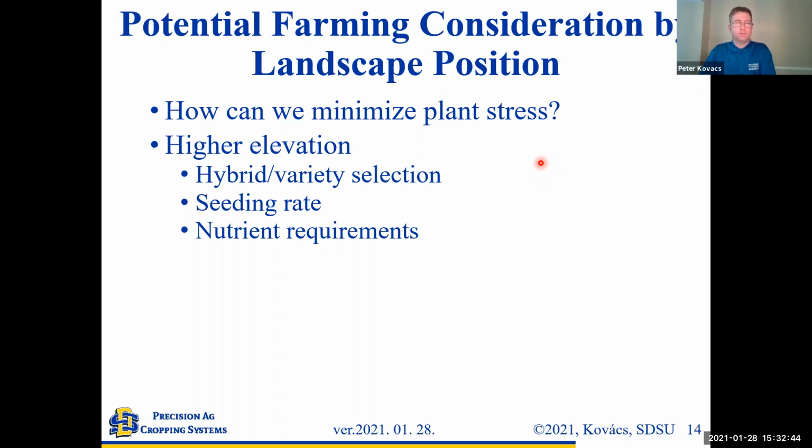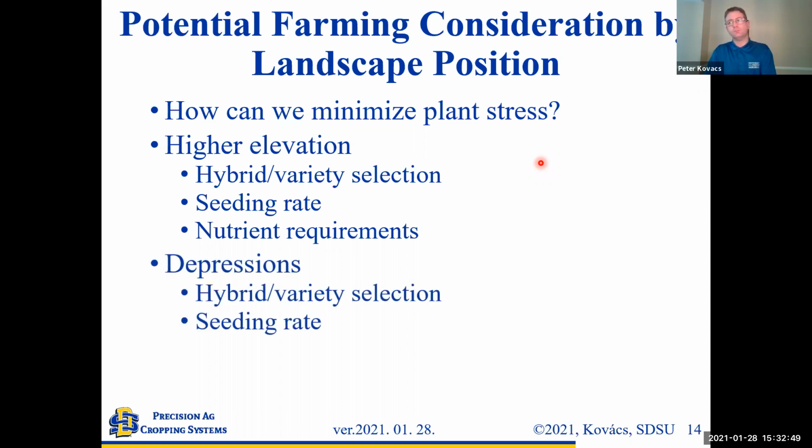And that will likely vary from field to field or from farm to farm. If you look at the depression areas, again, in a similar way, whether a hybrid or variety selection can help mitigate some of the plant stresses depends on whether we are expecting a drier year or a wetter year. Obviously, if we have a wetter year, these depressional areas could be really stressful, where we can see water accumulation and maybe even drowning of some of the plants.